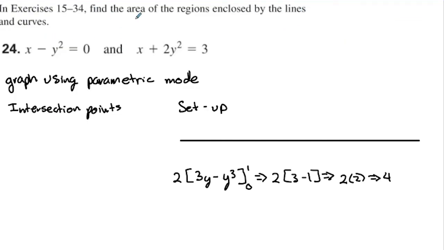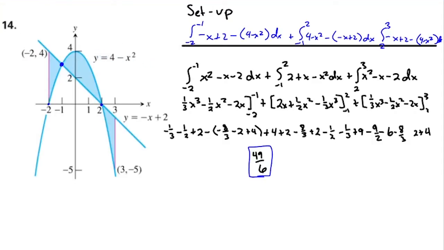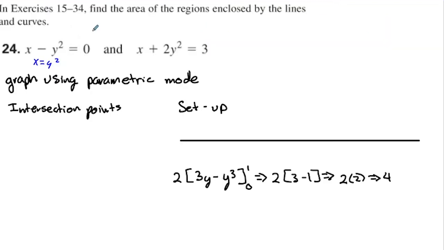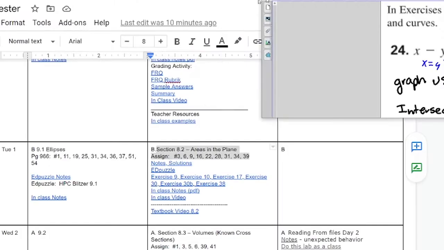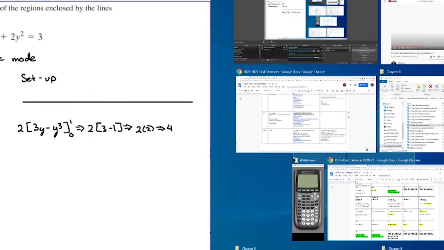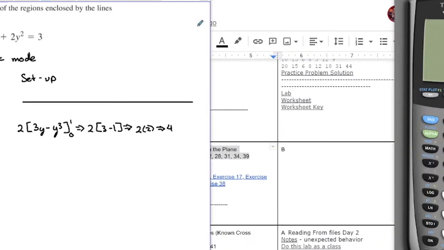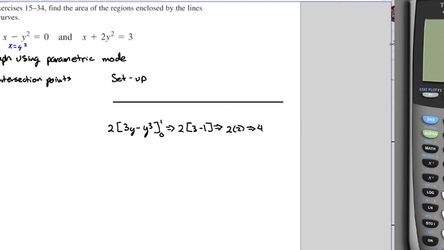Find the area of the regions enclosed by the line. Now the difference between this one is that it's much easier to write x equals y squared. So instead of having a y equals, like we mostly have, we see a lot of y equals. Now it'd be much easier to have an x equals. And let's open up a calculator for this. Let's slide that over.